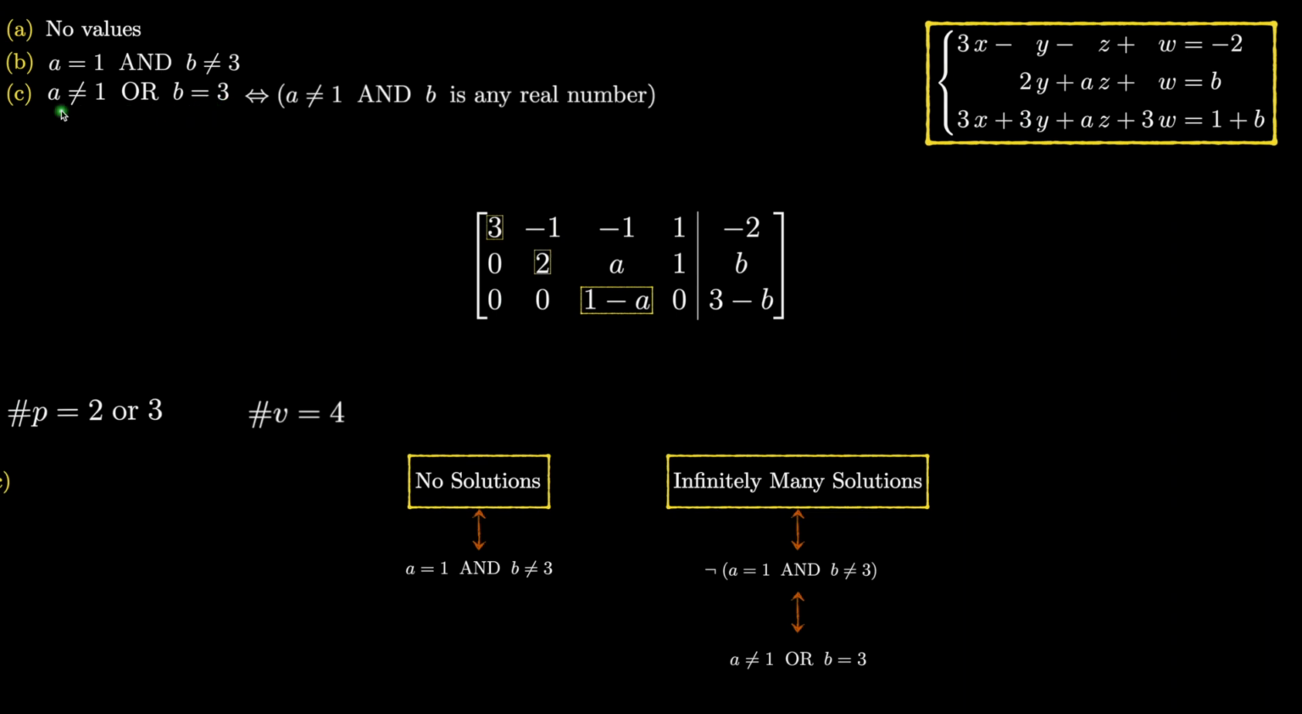But there is another scenario. What happens if A is equal to 1? This means this is not happening, so I have to make this happen. So A is equal to 1 and B is equal to 3. So actually this is the solution to this problem.